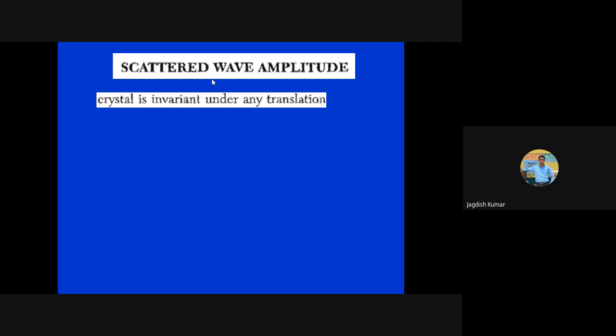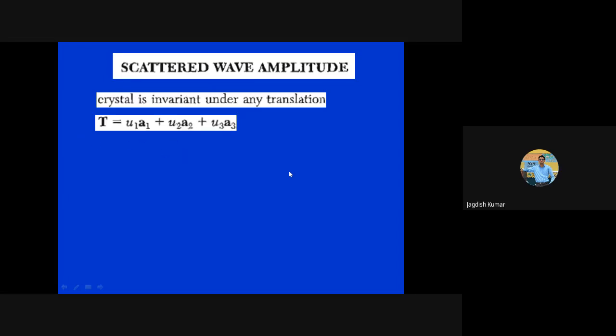For doing that, we will begin with the fact that a crystal is invariant under any translation of the kind given in this expression. This we have already done in great detail, so I won't be doing this again.